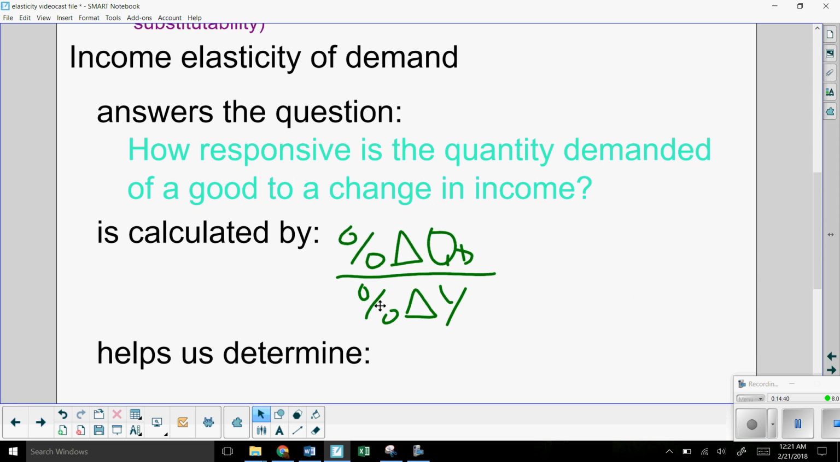If you recall back to macro, you might remember that sometimes we used Y for income, and you're resisting the urge to ask why we do, and I'm resisting the urge to ask you why not.